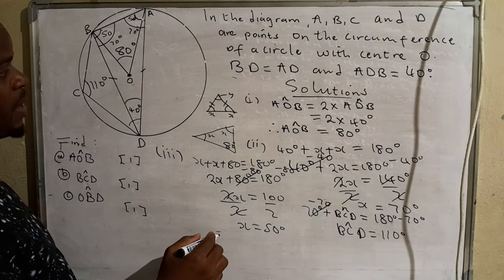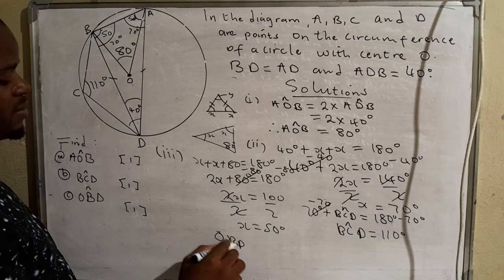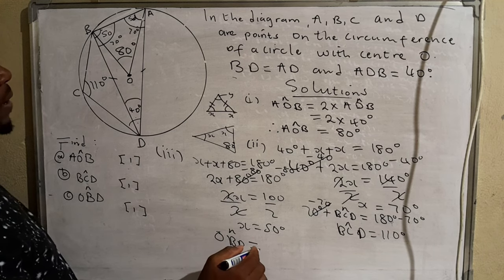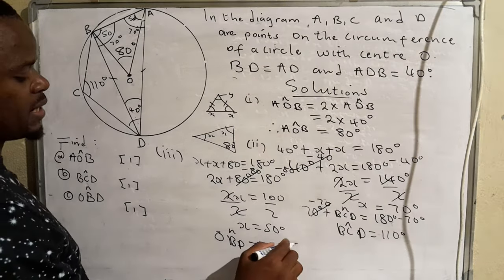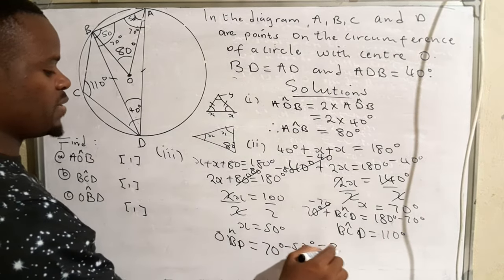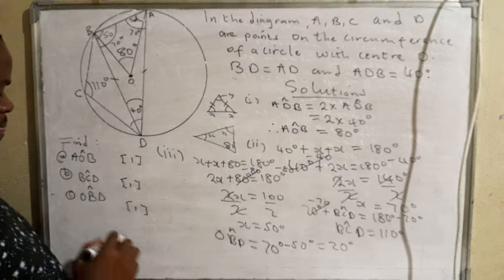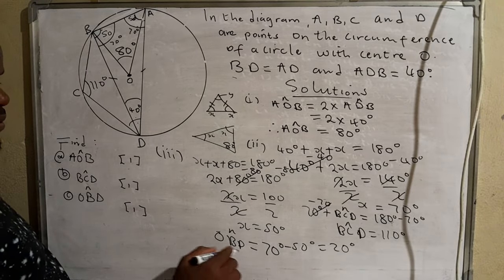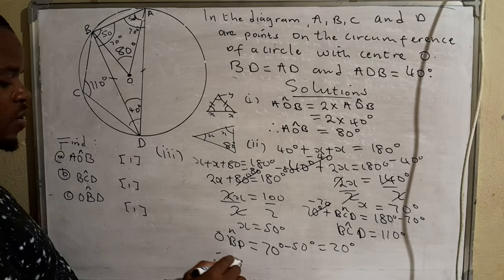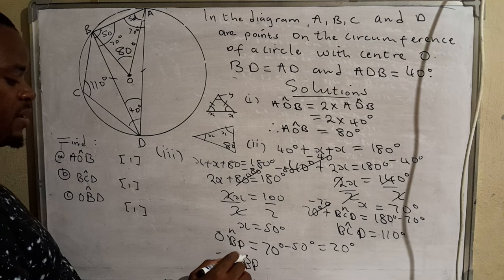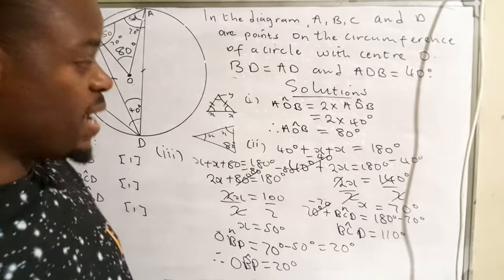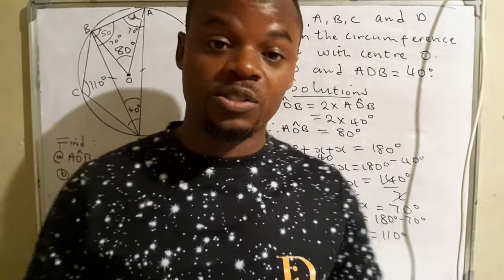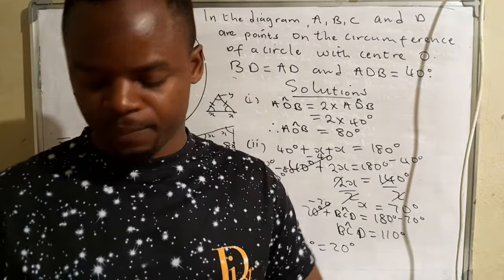So we say OBD is equal to 70 degrees minus 50 degrees, which gives us 20 degrees. So this one, therefore, OBD is equal to 20 degrees. So friends, that's how that problem ought to be solved.